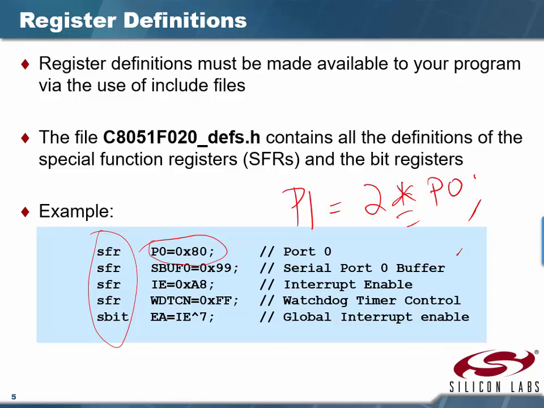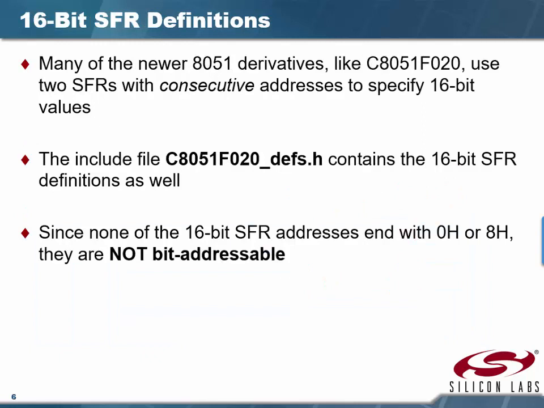Many of the newer 8051 derivatives like ours, and we can put 850 here, use two special function registers with consecutive addresses to specify 16-bit variables. Now, some are not 16-bit, and they're not 8-bit or bit addressable. We won't worry so much about bit addressable versus non-bit addressables when we're in C, other than the fact that some of ours are bit addressable, which means we can only assign them to 0 or 1.